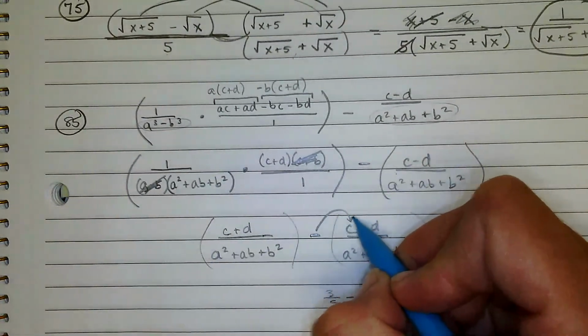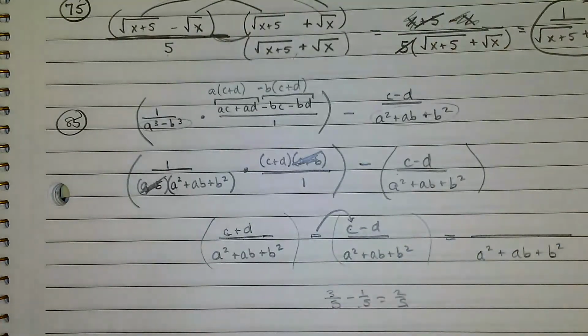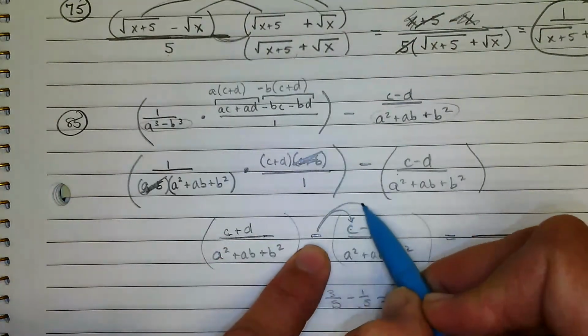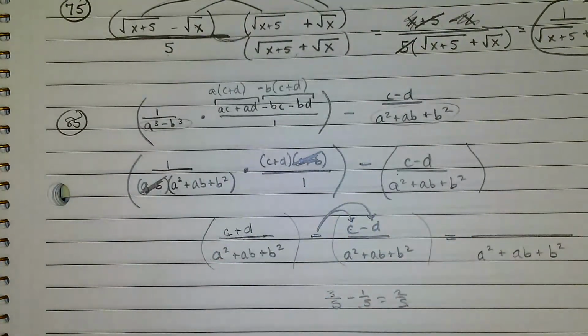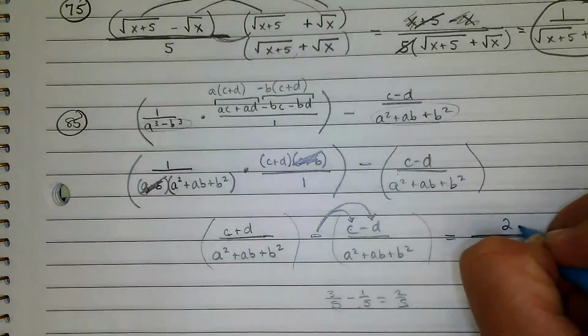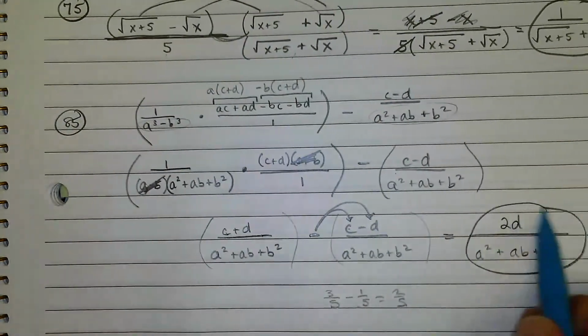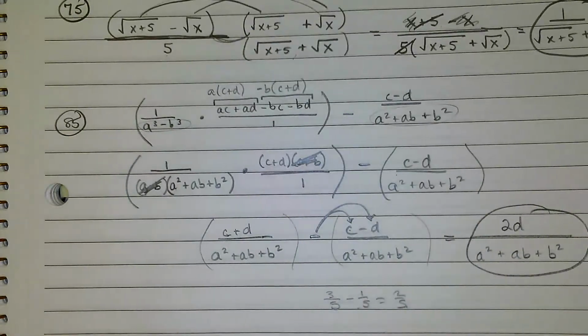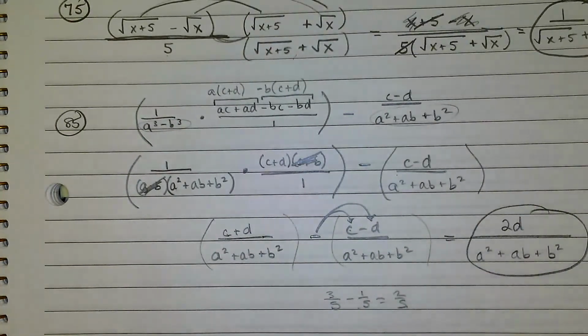So we're going to c minus c, gone. d minus a negative d is going to be d plus d, which is going to be 2d. And there's your final answer for 85. We just check it, make sure I didn't do anything silly, and we are good.